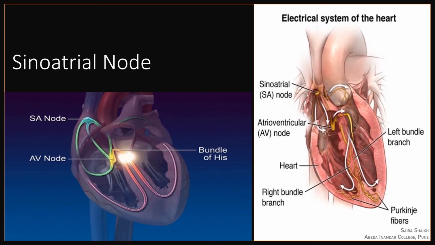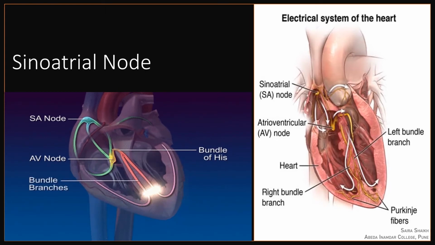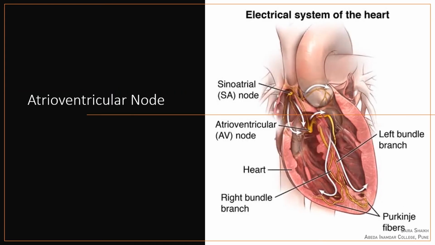This wave of contraction is further passed to the atrioventricular node. The wave of contraction from the sino-auricular node reaches the atrioventricular node. This node is also called the AV node. This node is located at the base of the interauricular septum. This node gets excited and it passes the contraction wave towards the ventricle through the bundle of His.